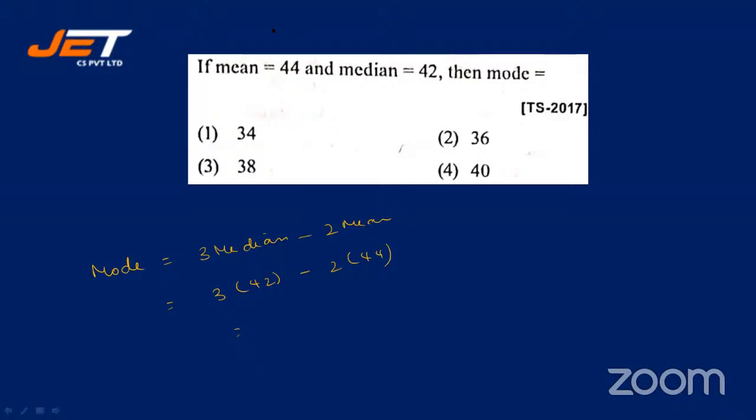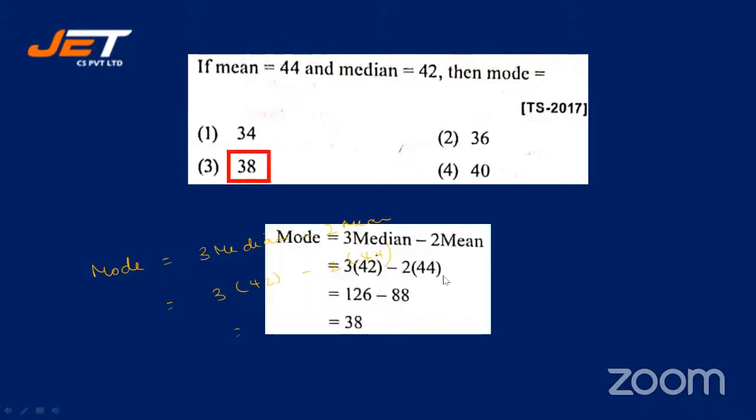Vaishnavi alone has to check the answer. All others are giving me the right answer. Vaishnavi, please check your answer, ma. Yes, option 3. Perfect. Yes, it is option 3. How? Because thrice of 42 minus twice of 44 is 126 minus 88, which is 38.